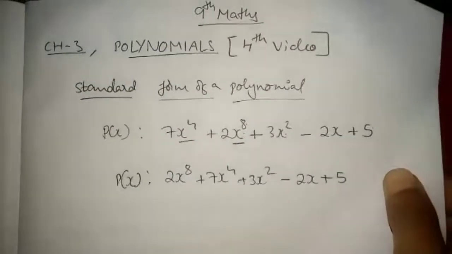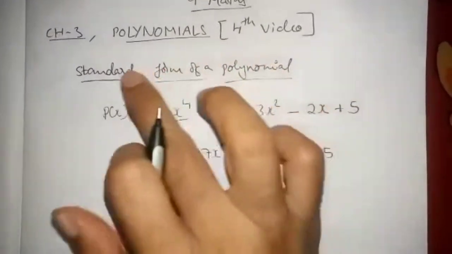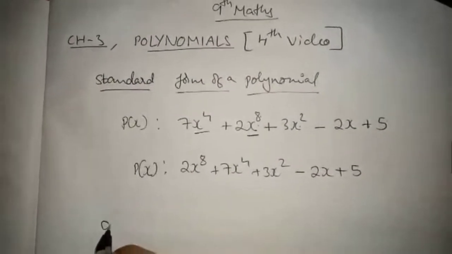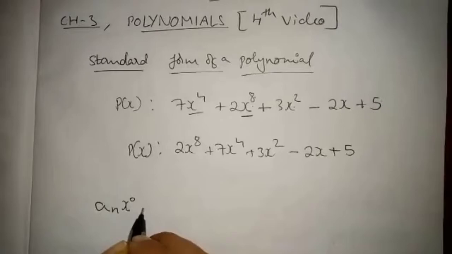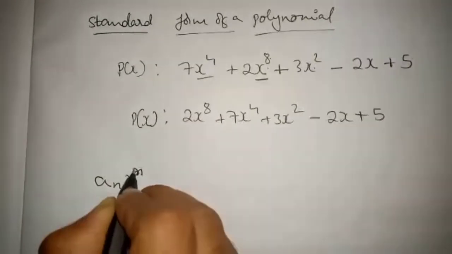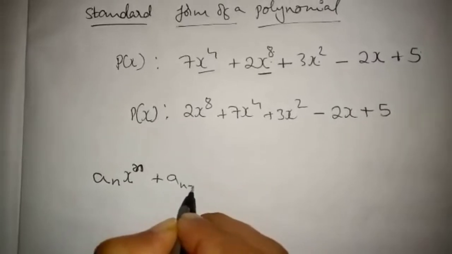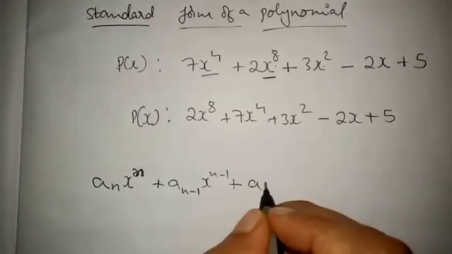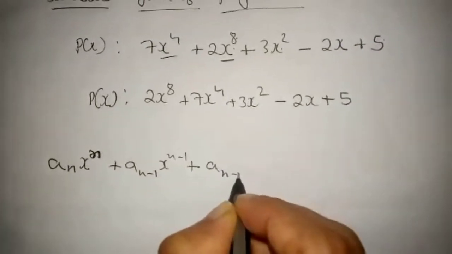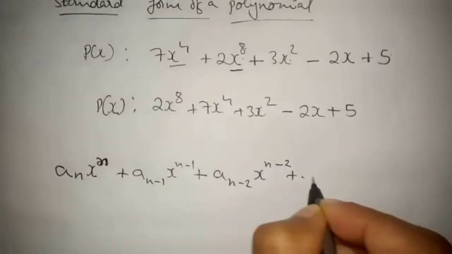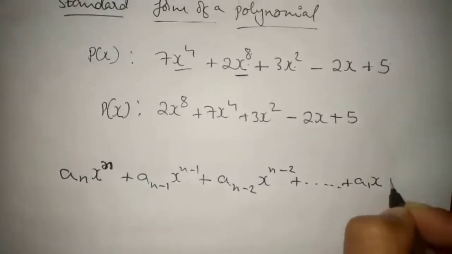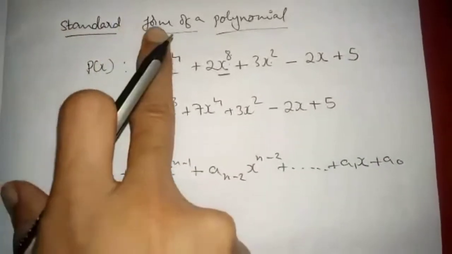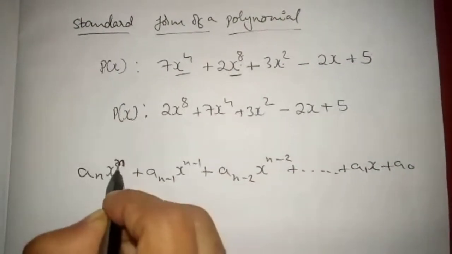So how will we write this in general form? Standard form of a polynomial in general terms. The general term will be like this: a_n x power n plus a_(n-1) x power n minus 1 plus a_(n-2) x power n minus 2 plus etc., plus a_1 x plus a_0. So this is the general form, the standard form of a polynomial in general terms.